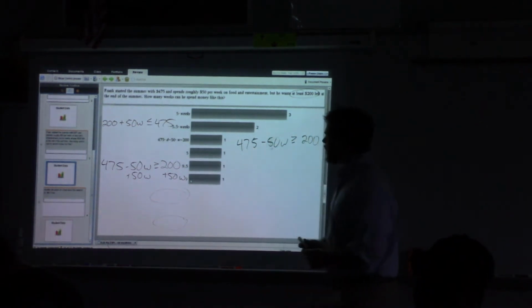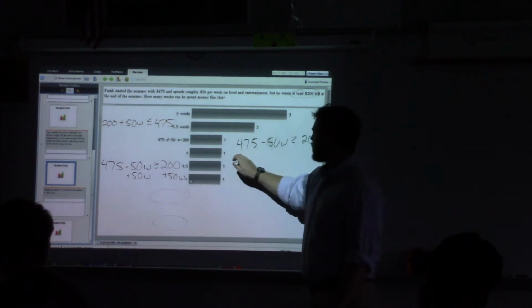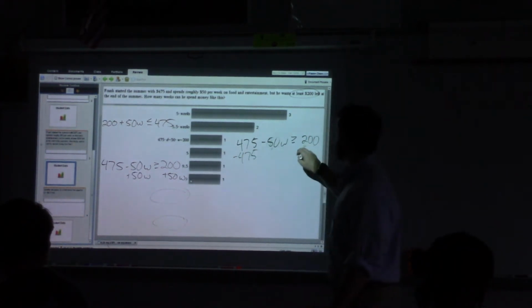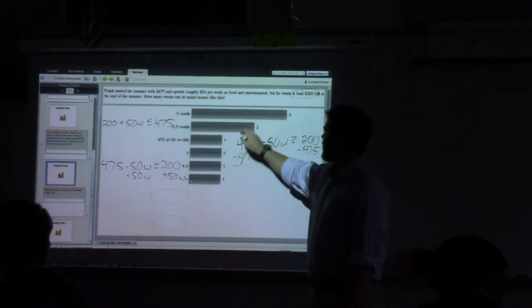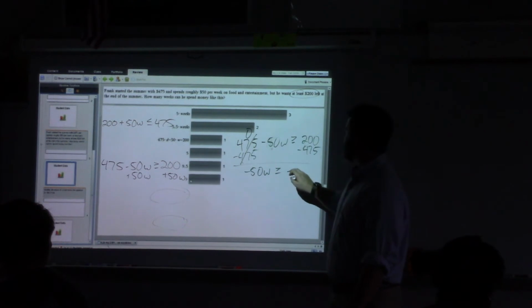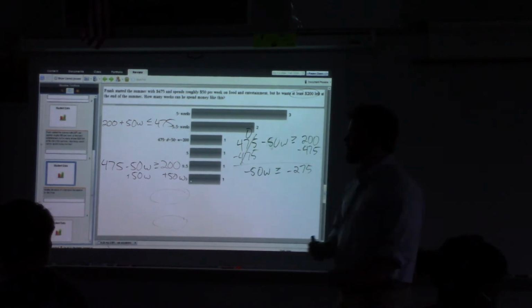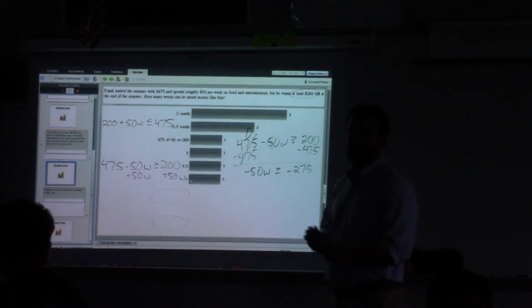So what am I going to do to solve that inequality? Okay, subtract 475 on both sides. And this is why we want inequalities. It makes our job easy to recognize what to do next. All right, what do I need to do? Divide by negative 50. Divide by negative 50.